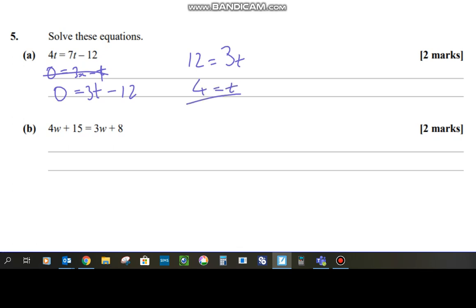For this one, if we're looking here, that's the smaller of the 2 unknowns, the 3w, so removing that from both sides gives us w plus 15 is equal to 8, and we just take the 15 off, and this w is minus 7.